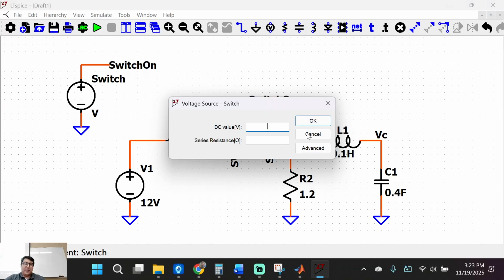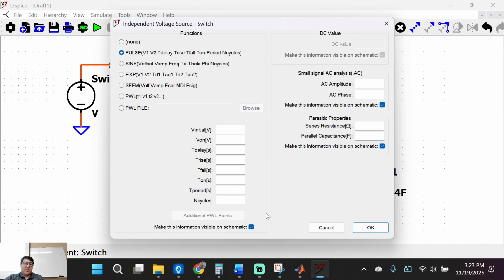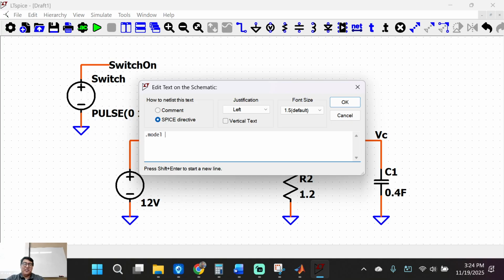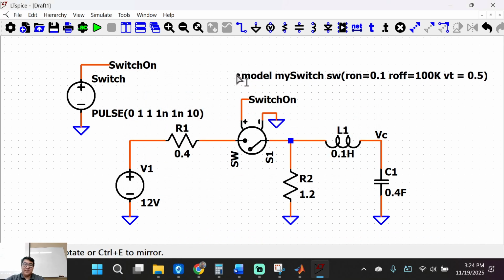And then right here, I'm going to create a pulse. We're going to go from 0 to 1, turn on the switch. Let's give it a 1 second delay, rise 1 nanosecond, fall 1 nanosecond, turn on for 10 seconds. Now I've got to create a .model for my switch. Ron is equal to 0.1, Roff is equal to 100K, I'm just guessing. VT, our threshold, is 0.5 volts. Is that making sense?